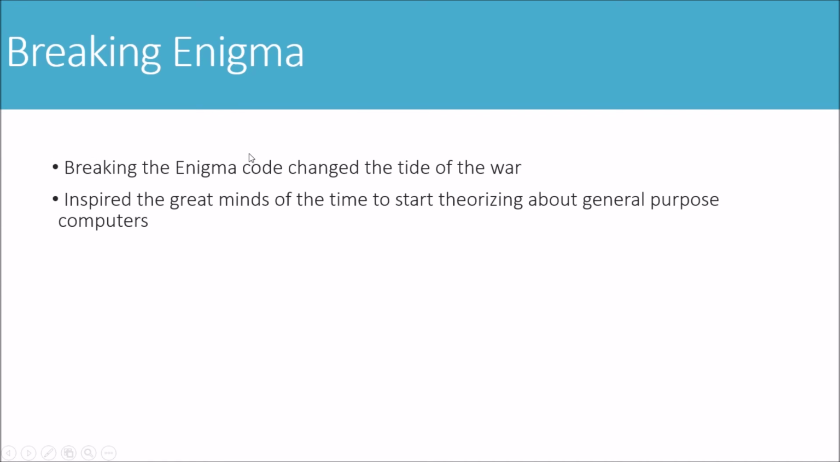Once the Enigma was broken, it had two enormous implications. One of the most immediate was that it completely changed the tide of the war. Being able to listen in on the enemy transmissions made it to where we were pretty much able to do whatever we wanted. We were able to turn the tide completely and ultimately win the war.